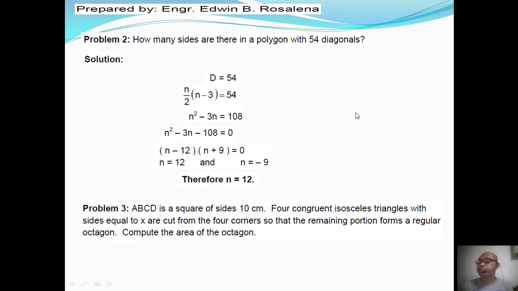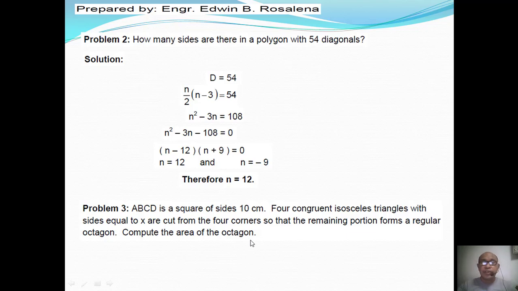Problem 3. ABCD is a square of sides 10 cm. 4 congruent isosceles triangles with sides equal to x are cut from the 4 corners so that the remaining portion forms a regular octagon. Compute the area of the octagon.